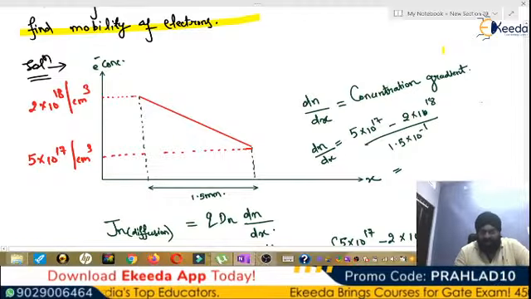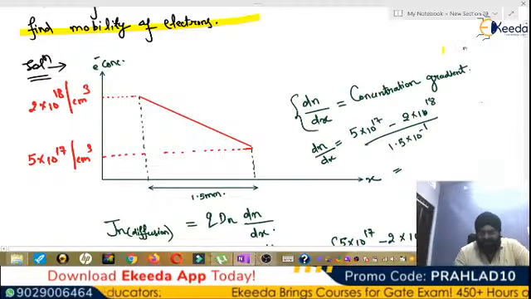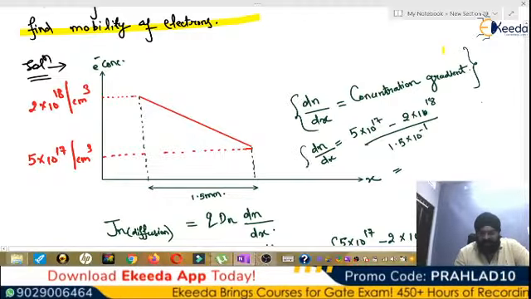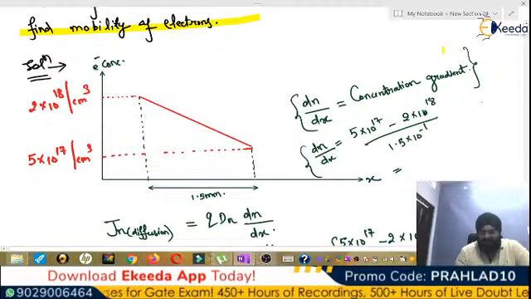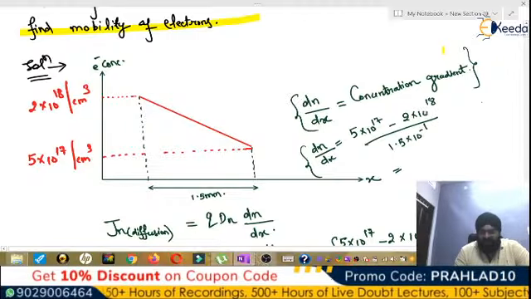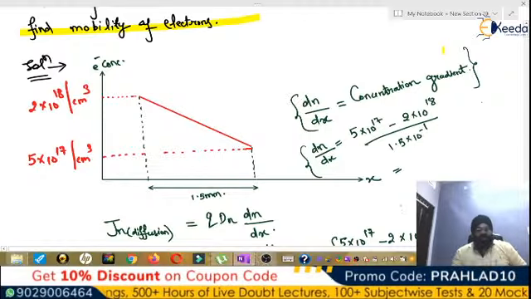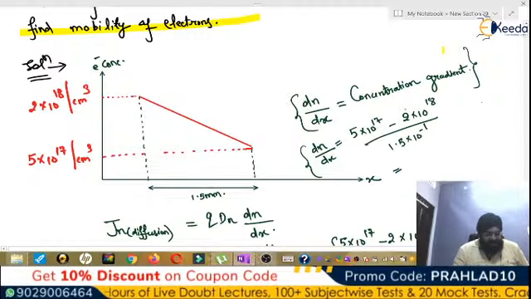So here concentration gradient is given as dn over dx. Concentration gradient is the final electron concentration, 5 into 10 to the power 17, minus the initial electron concentration, divided by 1.5 millimeter. So this is called the concentration gradient.